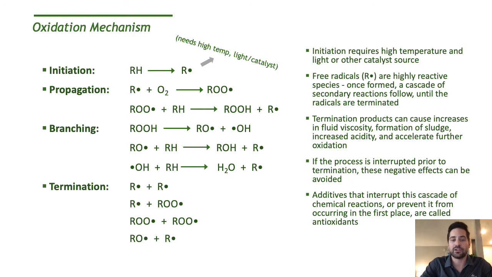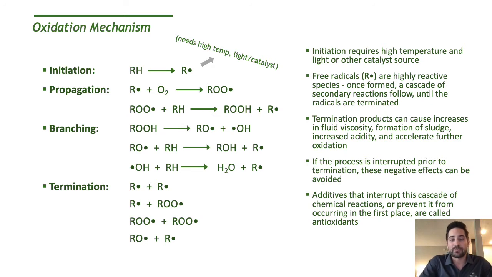After initiation, you have propagation, where peroxides are formed. Those hydroperoxides react with other components and eventually go on to the branching step. In the branching step, alcohols are formed, water is formed, and more free radicals are formed. And then in the termination step, multiple free radical components, whether they're created through initiation, propagation, or branching, combine with one another to neutralize the radical and form some kind of final byproduct where this chain reaction ends.